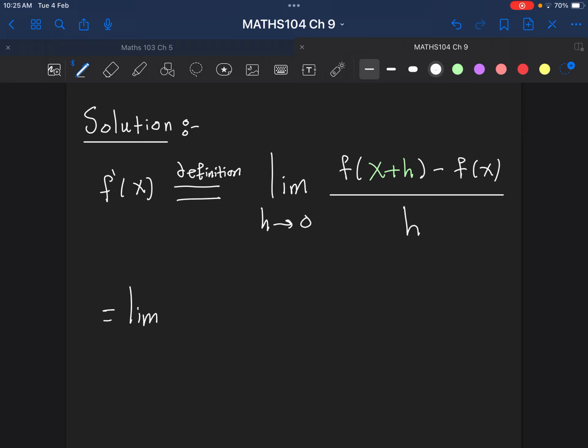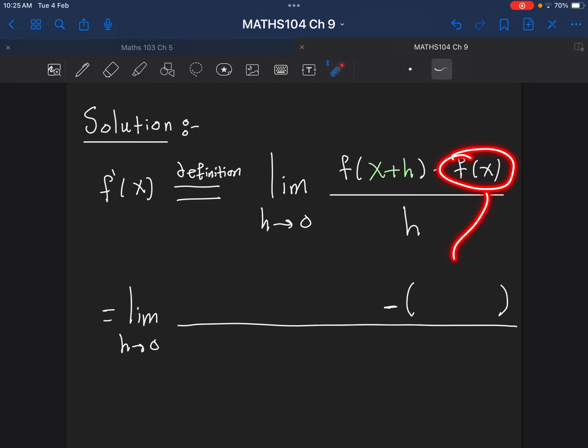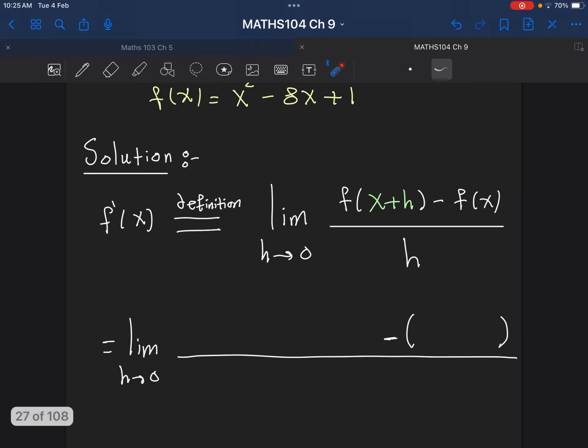Next step, we will write the minus here, and here we will have to write f of x as is without doing any changes. So we will write x squared - 8x plus 1. Now, in the denominator, we write h, and here, what shall we write? You will write the same function, but every x you see, you write x plus h. Every x, you write it x plus h. And that's how you will solve the question.